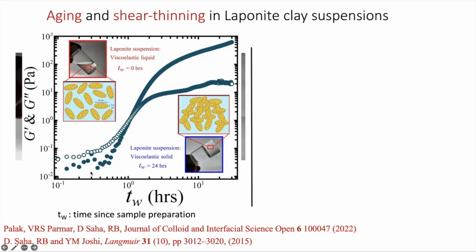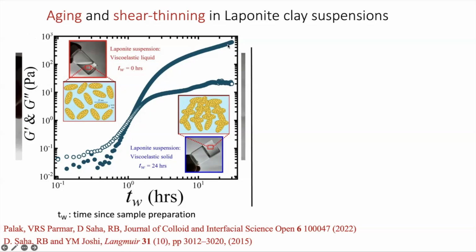But then as you just wait and let your system spontaneously age as the interparticle interactions evolve, you can see that the elasticity overtakes the viscosity. And eventually, if you wait for about 10 hours or so, the system becomes elastic. So here it is more elastic than viscous, which is what we saw here visually. And this is because of the formation of the house of cards structure. So you're going from a liquid to a solid.